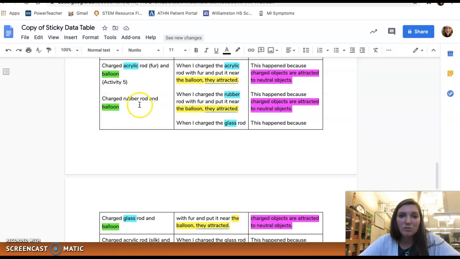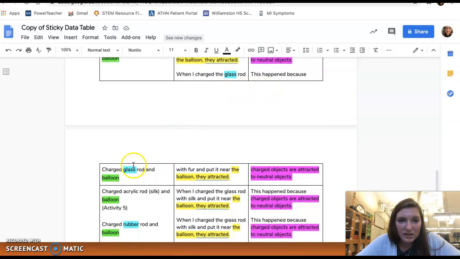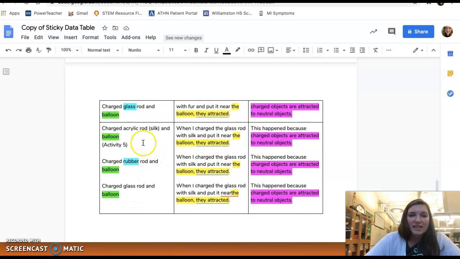So then we had the rubber rod and the balloon. When I charged the rubber rod with fur and balloon, they attracted. Same reason. Charged objects are attracted to neutral objects, so they can balance their charges. When I charged the glass rod with fur and put it near the balloon, they attracted because charged objects are attracted to neutral objects. Same thing here, acrylic rod with silk and balloon, they attracted, same reason. Rubber rod and balloon, they attracted, same reason.